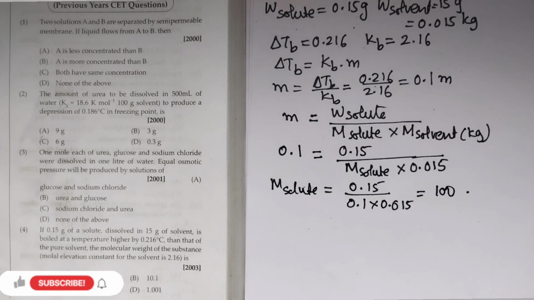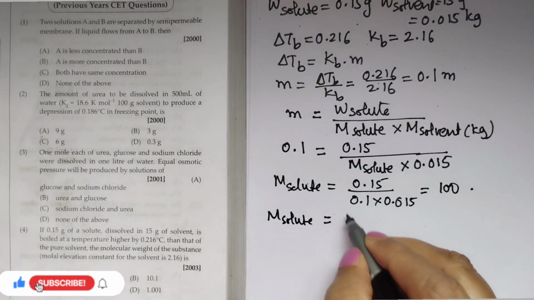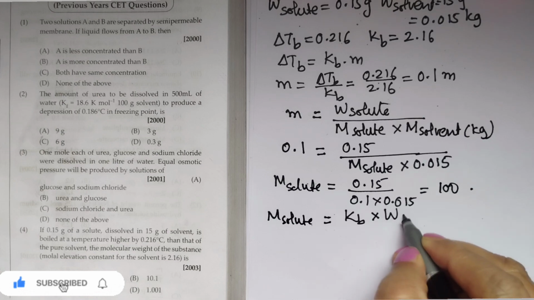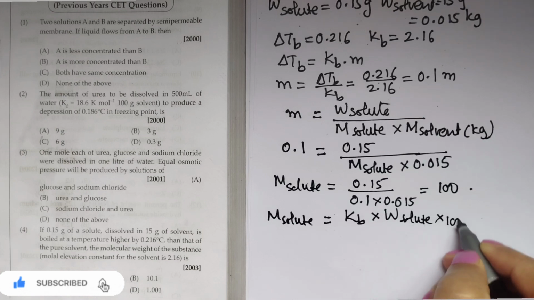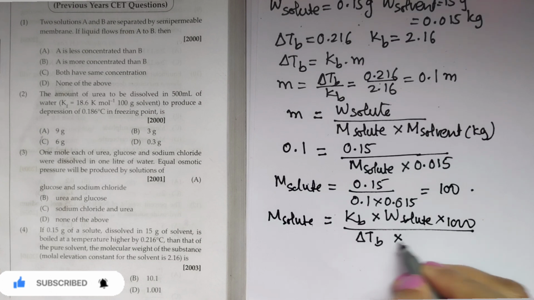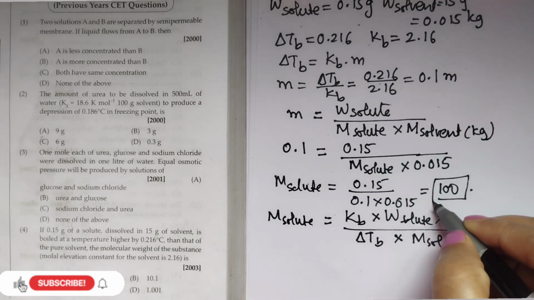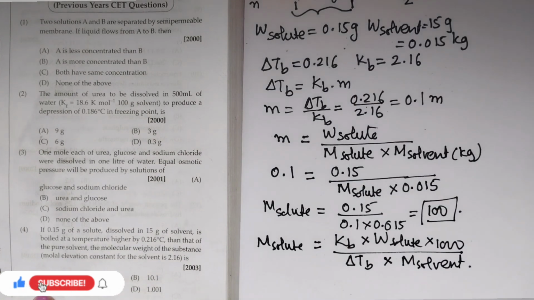Students, you can use a direct formula to calculate this. That is, molar mass of the solute is equal to Kb multiplied by mass of the solute multiplied by 1000, upon elevation in boiling point multiplied by mass of the solvent. So this will also give you the answer, that is 100. So the answer here is the first option.